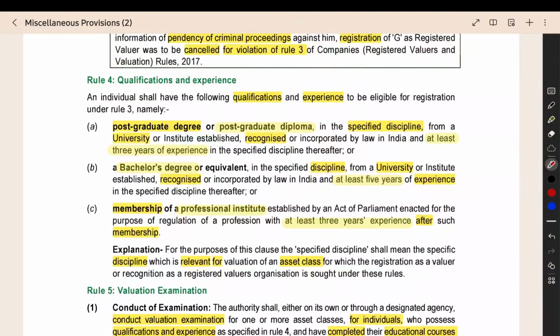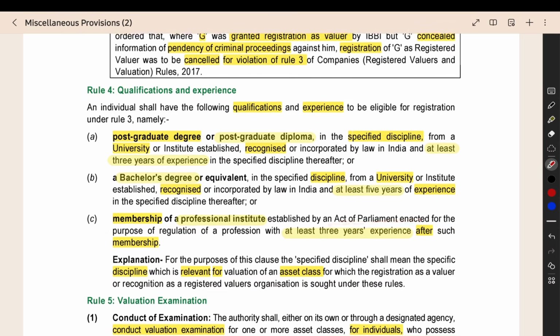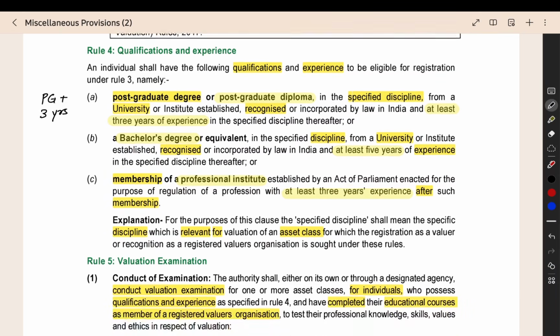Then qualification and experience. The basic qualification I told you, right? Postgraduate degree, or bachelor degree, or membership of a professional institute set up by an act of parliament. So that is the provision here. First point, you should have a postgraduate degree from a specified discipline from a recognized university, with 3 years of experience. Postgraduate degree plus 3 years of experience. That is the first point.